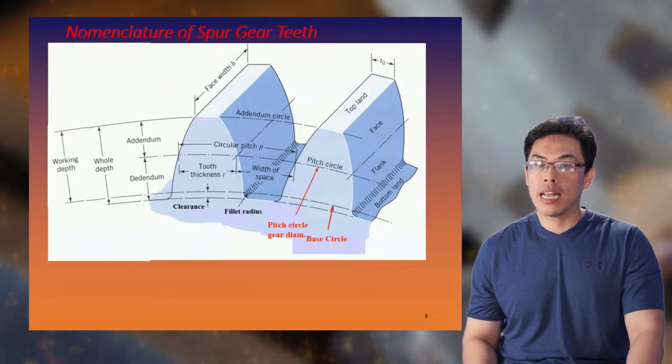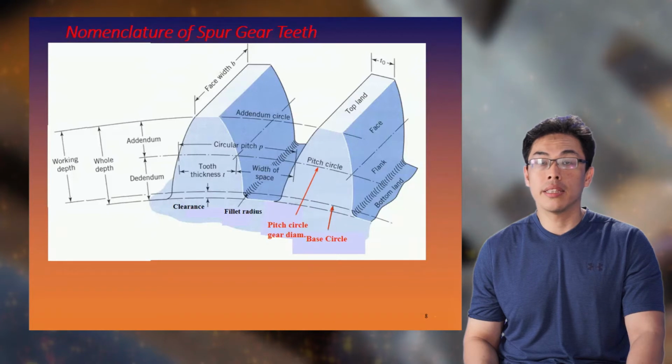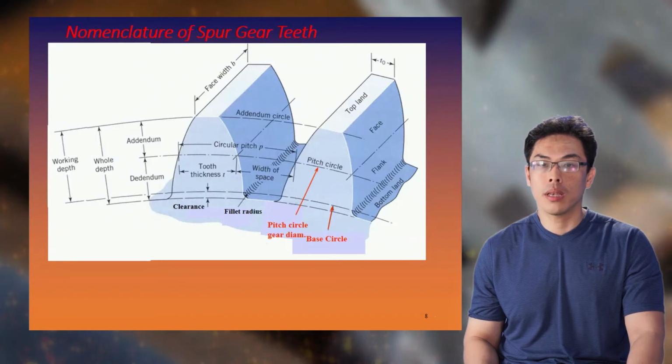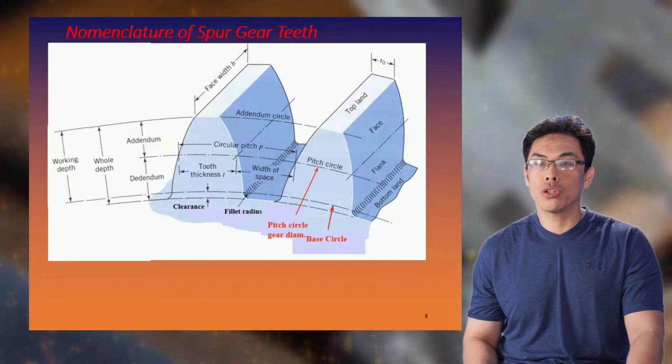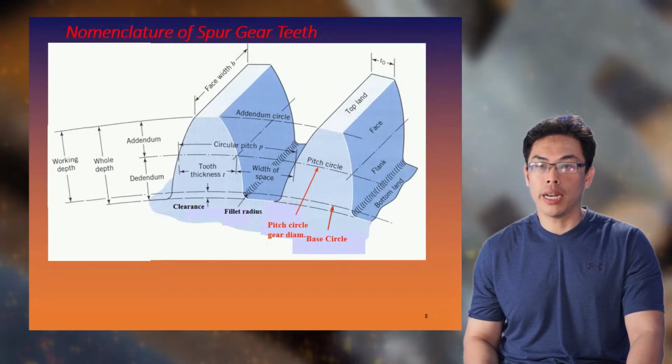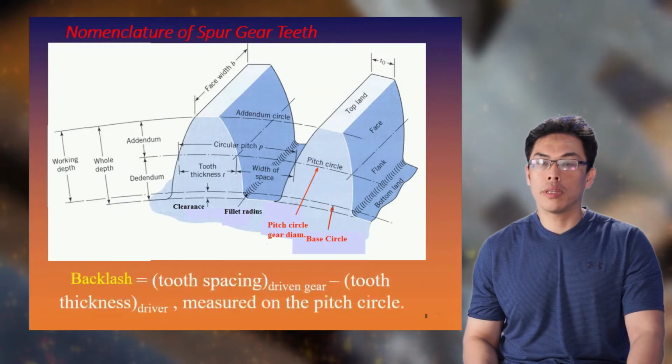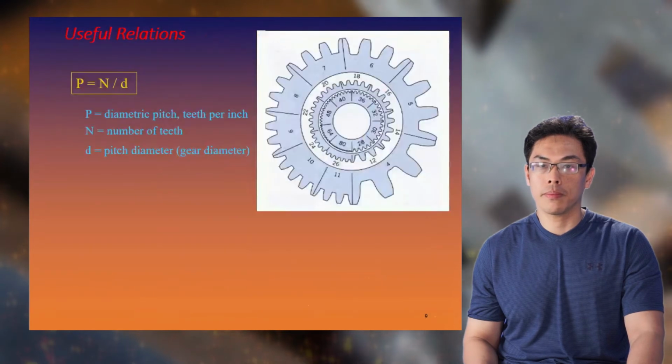The nomenclature of spur gear teeth is illustrated in this figure. Backlash is equal to the tooth spacing of the driven gear minus the tooth thickness of the driver, which is measured on the pitch circle.